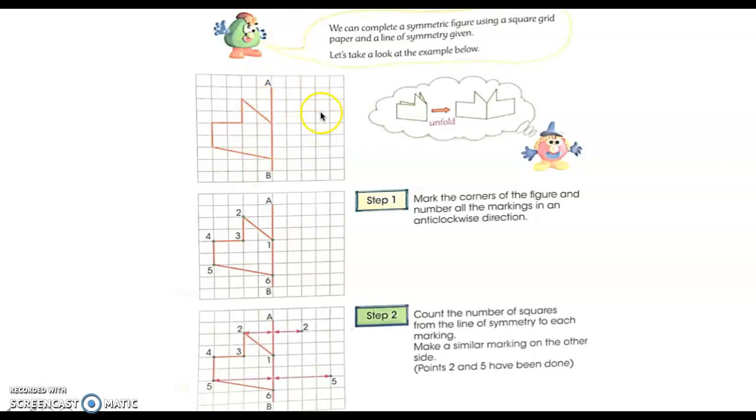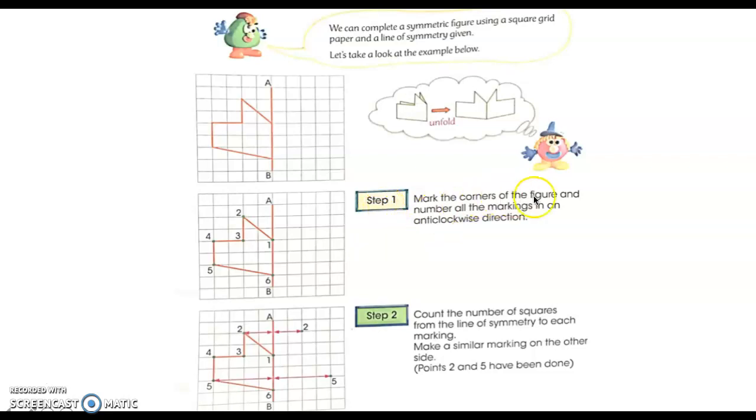So I would say imagine that this line of symmetry is a mirror. For example, a mirror where you stand in front and then you see yourself when you get ready to go outside, right? The mirror. Imagine this line is a mirror. Now let's see the steps.